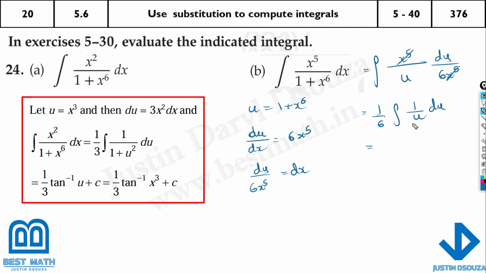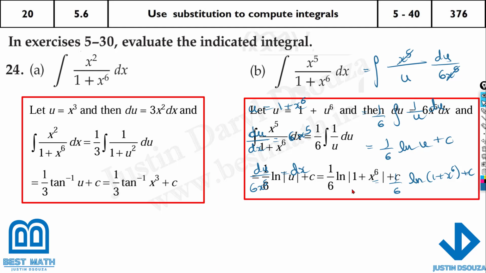So don't write this as u raised to the power -1, then we cannot solve it because it'll be divided by 0, it's undefined. We have to use the natural logarithm: 1 by 6 ln u plus c, because we have used the integration. It's 1 by 6 ln, what is u initially assumed to be? 1 plus x raised to the power 6 plus c, that'll be the answer.